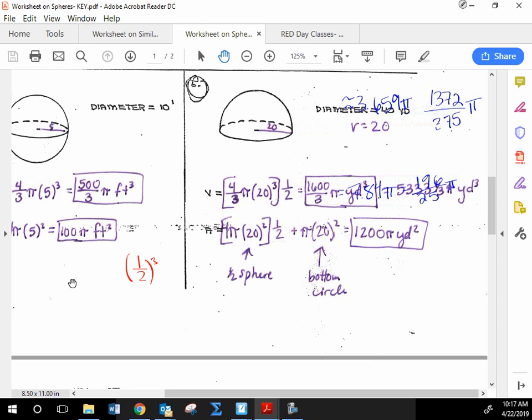Alright, so then number 6. Those numbers are out of the way. 49 pi. So here with our surface area, we can't forget, it's not just half the surface area for the sphere, we have to add on that bottom circle as well.